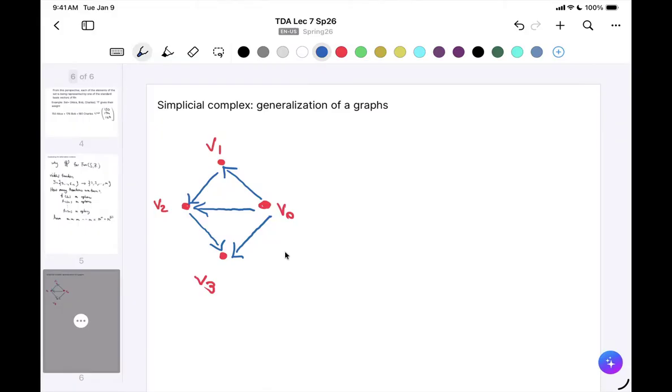Another case would be publishing a paper, or submitting an assignment. You can submit an assignment in pairs, but you could also submit an assignment in triples of people. So I'll draw a triangle. Let's say V0, V1, V2 submitted an assignment where the three were authors of it. So I'll fill in this triangle that you see here.